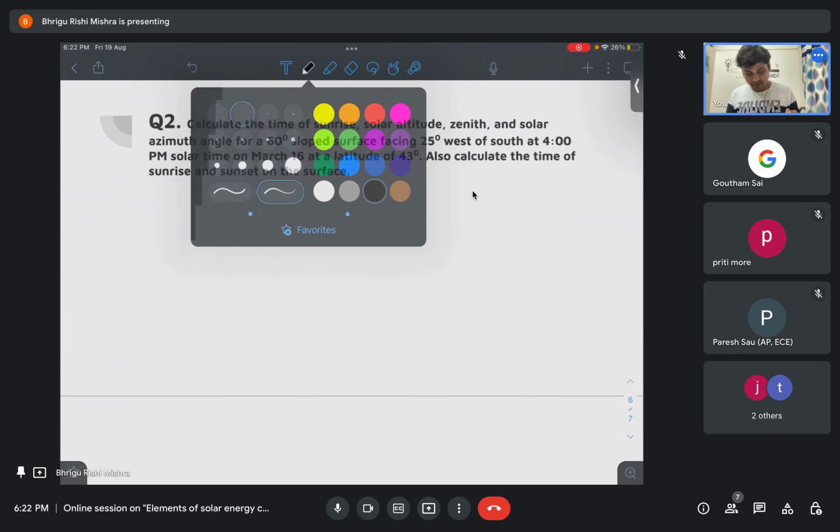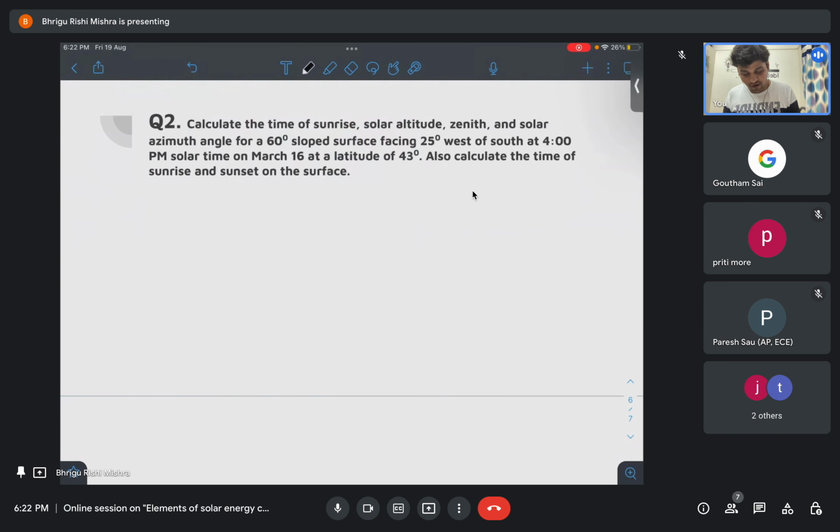So the next question is, calculate the time of sunrise, solar altitude, zenith, and solar azimuth angle for a 60-degree sloped surface facing 25 degree west of south at 4 p.m. solar time on March 16 at a latitude of 43 degree. Also calculate the time of sunrise and sunset on the surface. Okay, so there are a lot of things which we need to calculate. So first let's see what values are given.